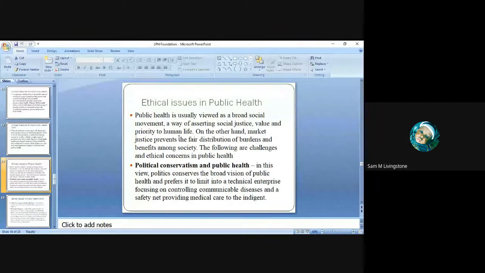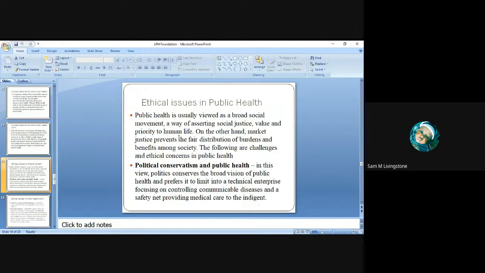Ethical issues in public health. Public health is viewed by some people as a controversial social movement. Some see it as an eye opener, some see it as a right of every human, while others see it as a problem. On the other hand, market justice prevention is the fair distribution of burdens and benefits among society. The following are challenges and ethical concerns in public health: political conservatives and public health. What is it? In this view, political conservatives narrow the broad vision of public health and prefer to limit it to technical expertise, focusing on controlling communicable disease and the safety net providing care to certain groups of people.